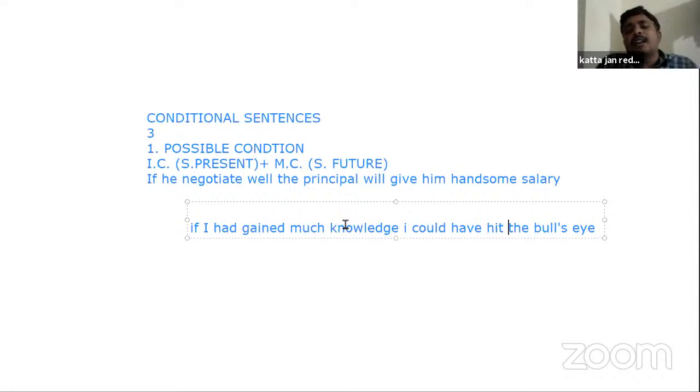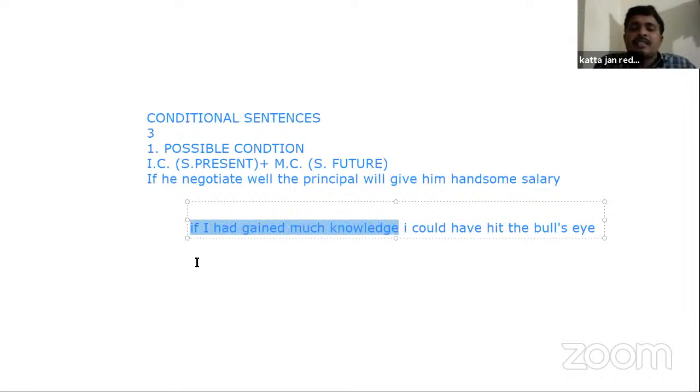ఒకవేళ నాకే కనుక నేనే కనుక మంచి నాలెడ్జ్ని పొంది ఉన్నట్లయితే, గెయిన్ చేసినట్లయితే, I would have hit the bullseye. నా టార్గెట్ నేను రీచ్ అయి ఉండేవాడిని, రైట్? ఒకవేళ నా టార్గెట్ ఐఏఎస్ అయింది అనుకోండి, ఇట్ మీన్స్ వాట్ అంటే నేను మచ్ నాలెడ్జ్ గెయిన్ చేయలేకపోయినా, reaching my target was just an idea, right? It never came true in the past. So this is how we can have examples for this imaginative condition, and how the questions will be asked from these conditional sentences, right?